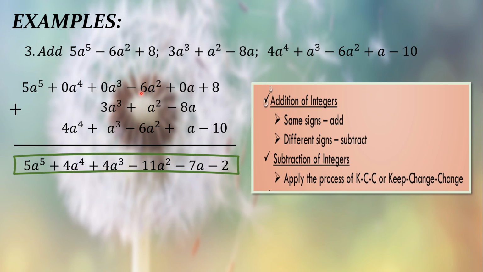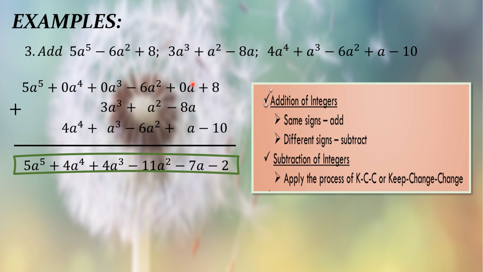Next, negative 6, positive 1, negative 6. So, isa-isahin lang natin. Negative 6 at positive 1. So, magkaiba ng sign, subtract. Negative 6 plus 1 is negative 5 because 6 minus 1 is 5. And then copy the sign of the bigger number, so that is negative 5. And then, since meron tayong negative 5, i-minus natin sa 6. Negative 5, negative 6, magkatulad ng sign, add. So, 5 plus 6 is 11, and then negative.